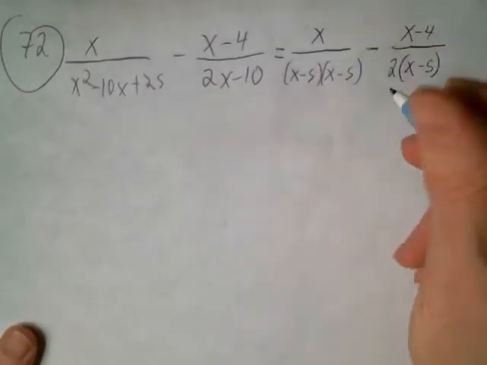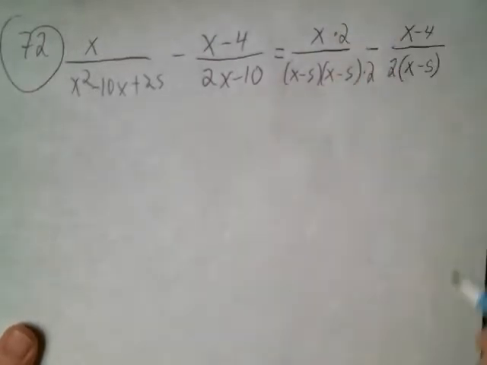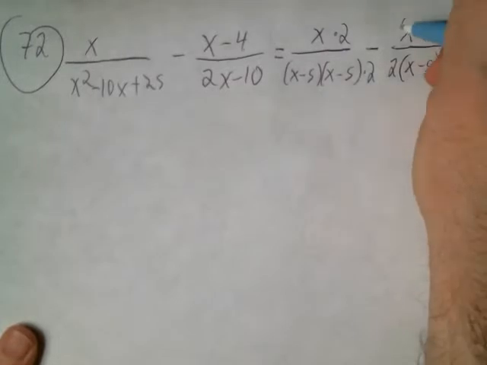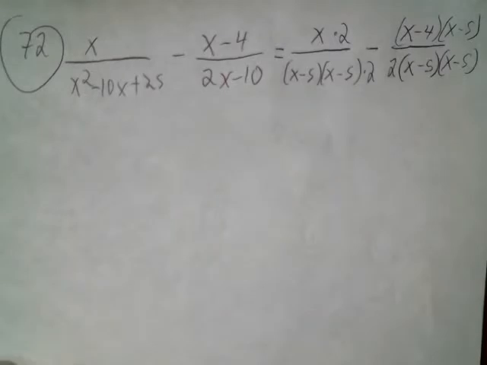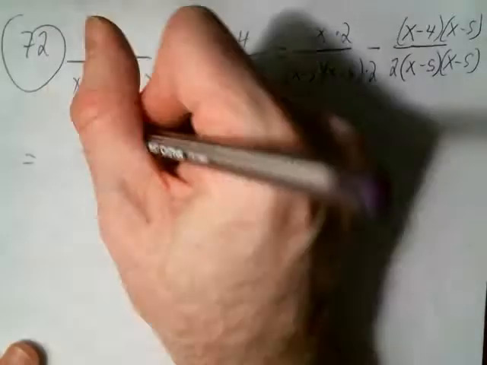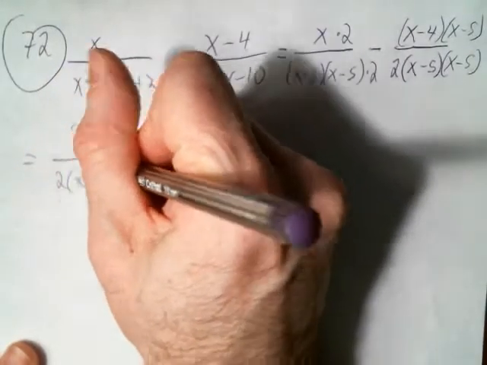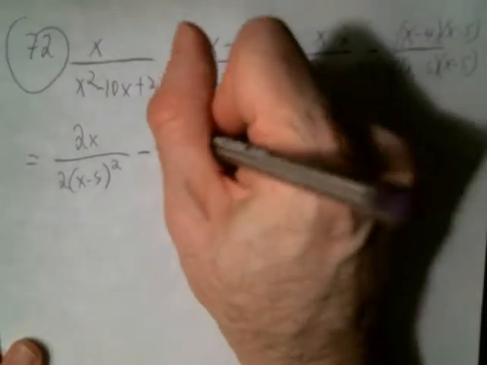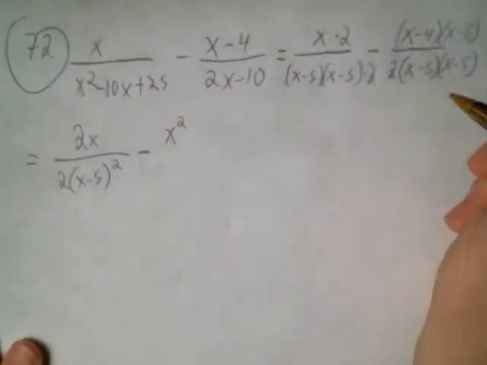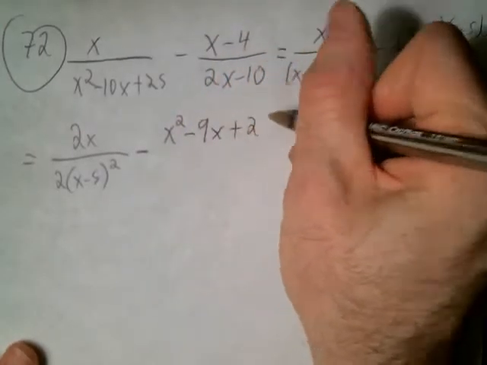Okay, so this denominator is missing a 2. Multiply top and bottom by 2. This denominator is missing an x minus 5. So we'll have 2x all over 2 times x minus 5 squared. Then minus, if I FOILed this out, I get x squared minus 4x minus 5x is minus 9x plus 20.